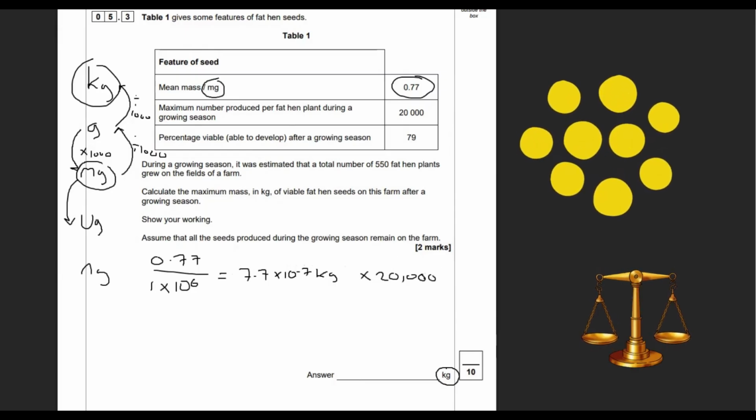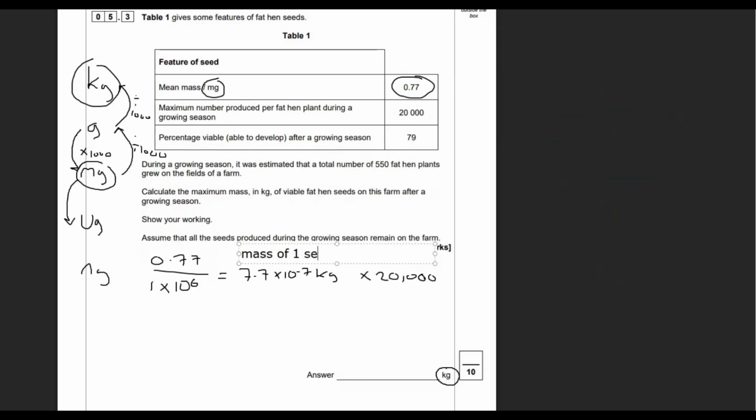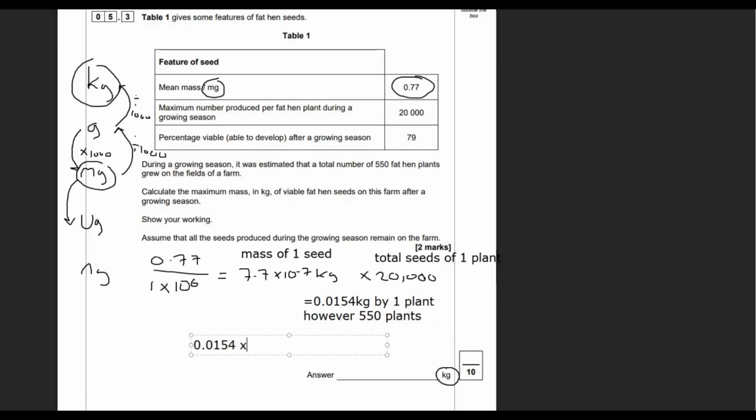That's the mass of each seed. Now, how many seeds does a plant make in a growing season? Well, it makes 20,000. So one seed has a mass of 7.7 times 10 to the minus 7 kilograms, but there's 20,000 of them. So I need to times by 20,000 to work out the mass of all the seeds made by one plant. If you times that by 20,000, you're going to get 0.0154 kilograms, which is the mass of all the seeds that one plant can produce. However, we have 550 plants on the farm, so we're going to times that by 550. And if we times that by 550, you're going to get something like 8.47 kilograms.